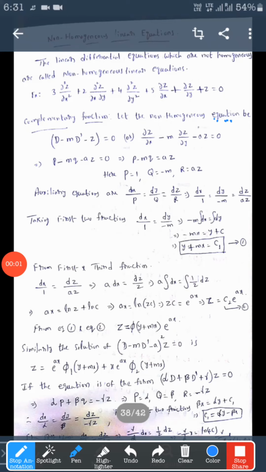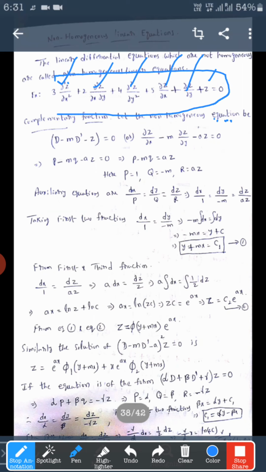In this video, we learn non-homogeneous linear equations. The linear differential equations which are not homogeneous are called non-homogeneous linear differential equations. That means here, if you observe this example, this is second order, this is second order, this is second order, this is first order, this is first order, this is zeroth order. That means the order is not the same.